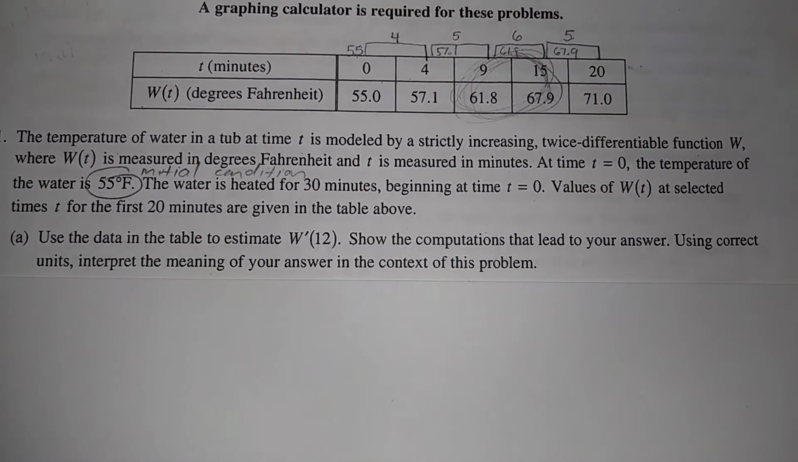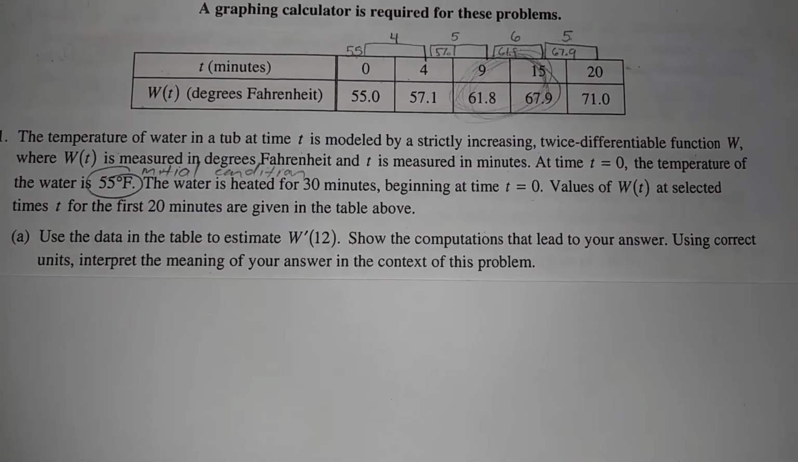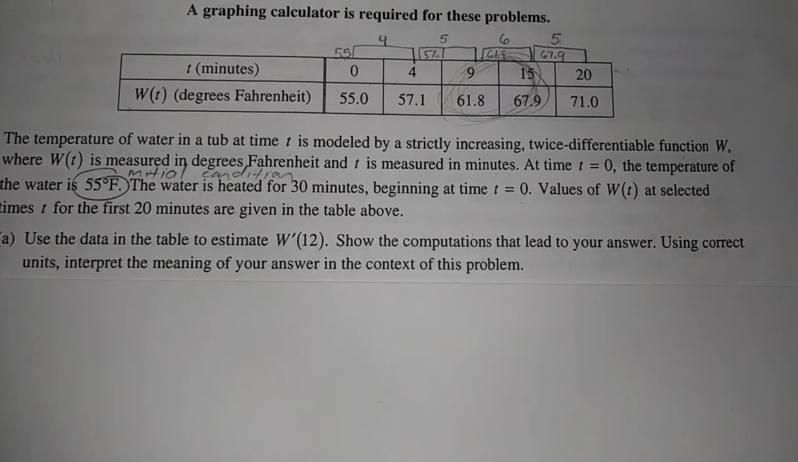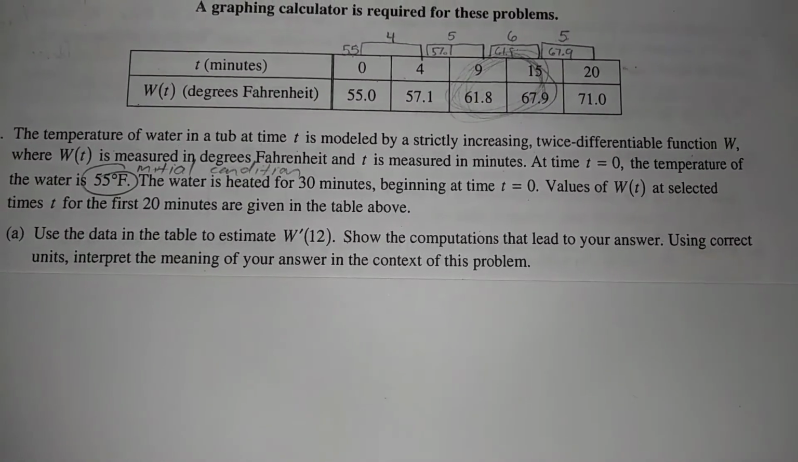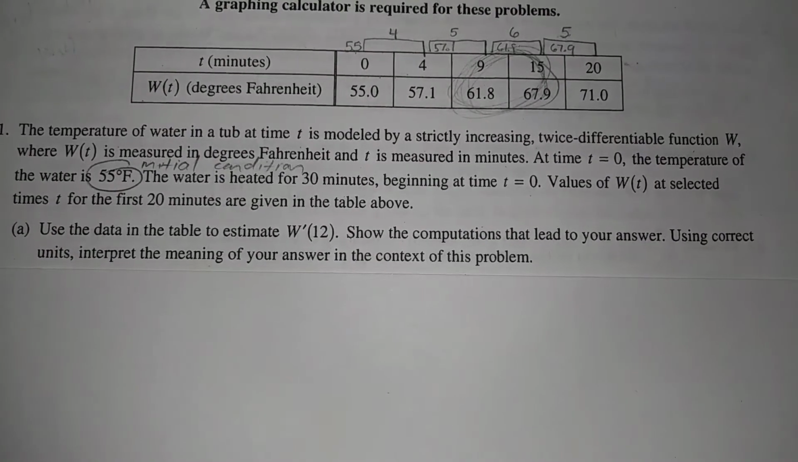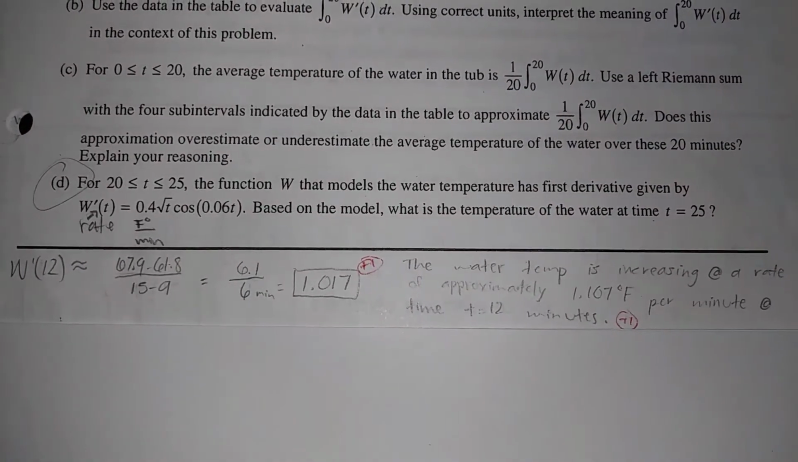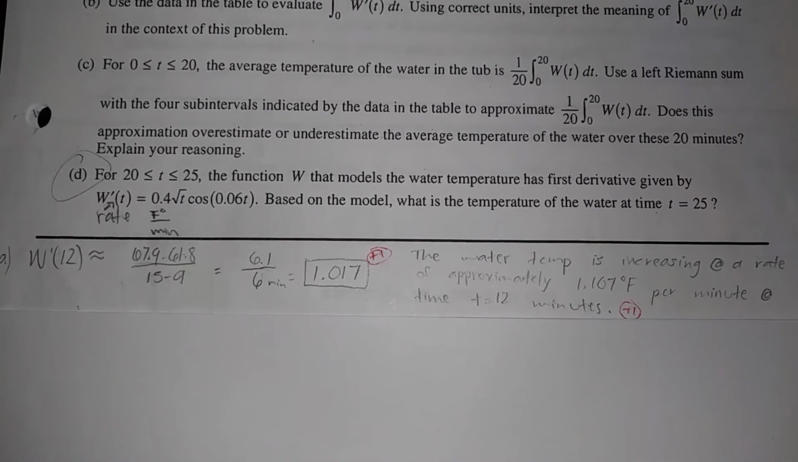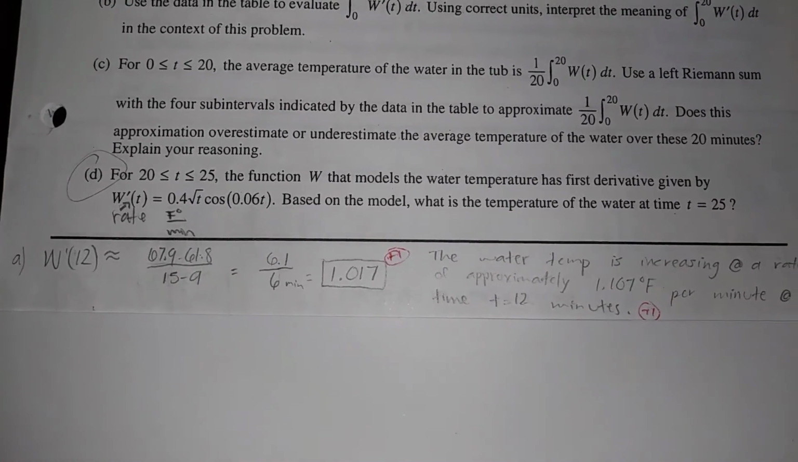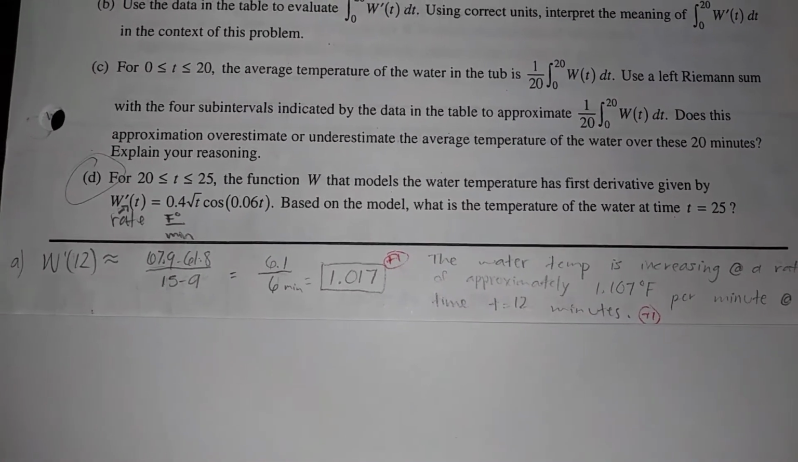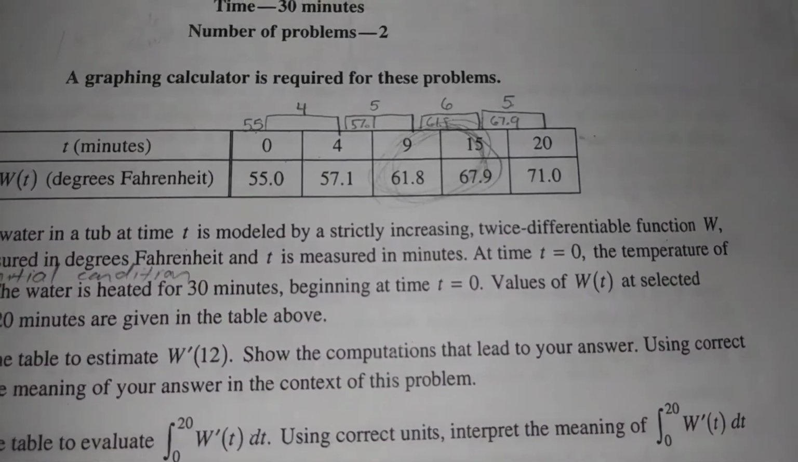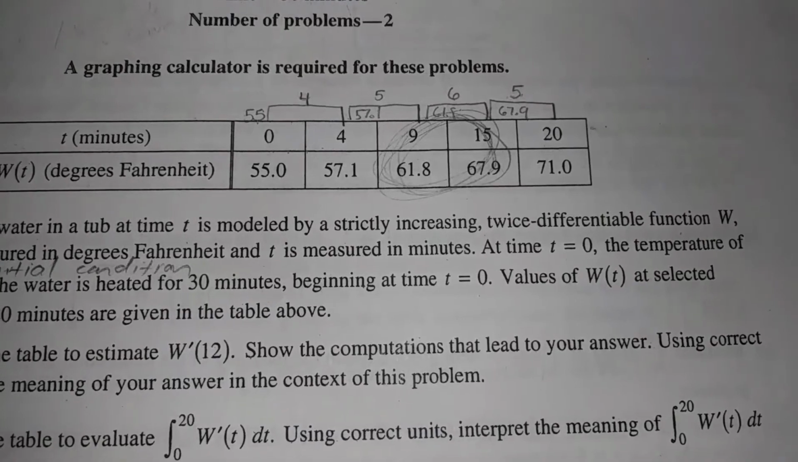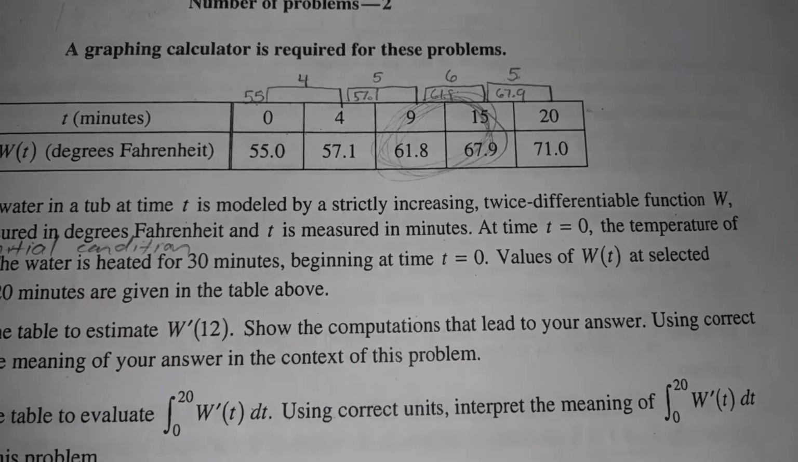So in part A, we have to use the data in the table to estimate W prime of 12. Show the computations that lead to your answer. Using correct units, interpret the meaning of your answer in the context of this problem. I have gone and done the work beforehand to make this easier. To do W prime of 12, I have to look at the table of values and see which numbers 12 would be in the middle of, which would be 9 and 15.